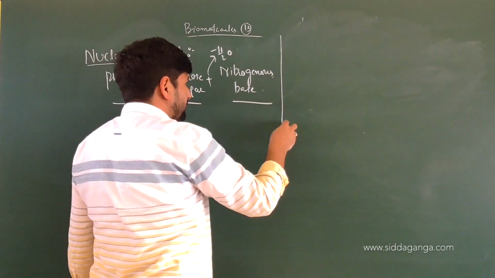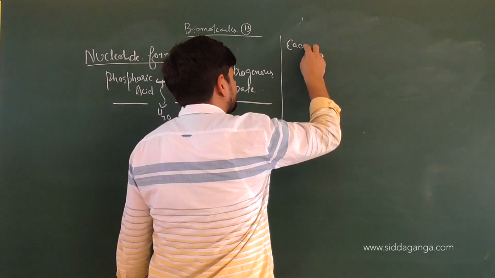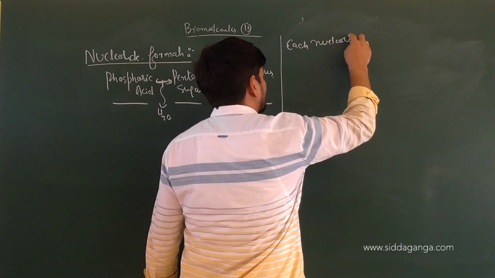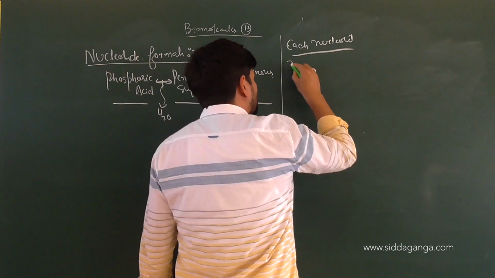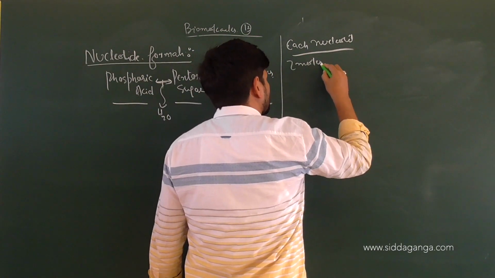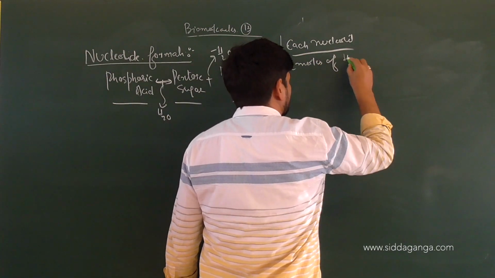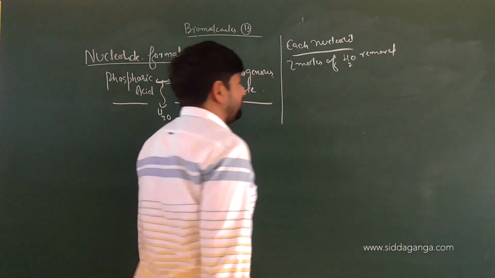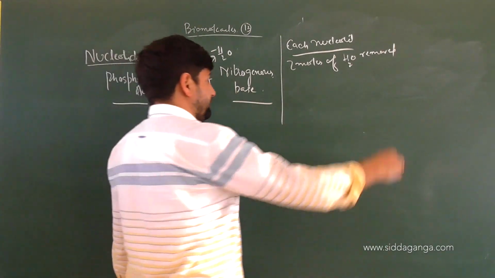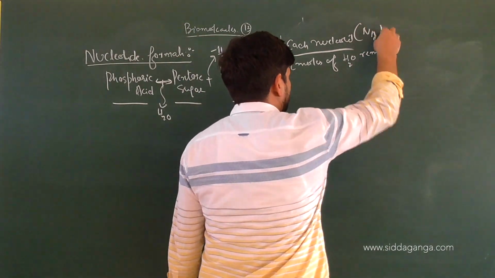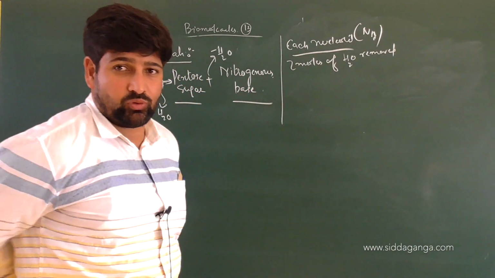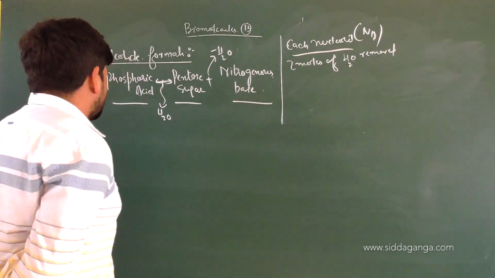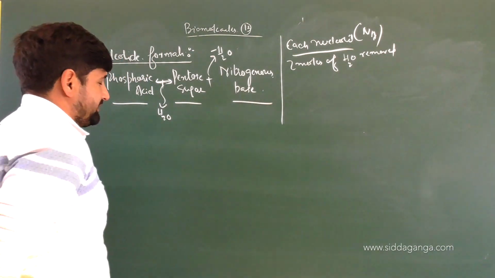So for the formation of each nucleotide, two moles of water are removed. For the formation of each 1 mole of nucleotide, if you are making 1 mole of nucleotide, then 2 moles of water will be removed. Right? Let us see the structural part of this, how it is exactly attached.